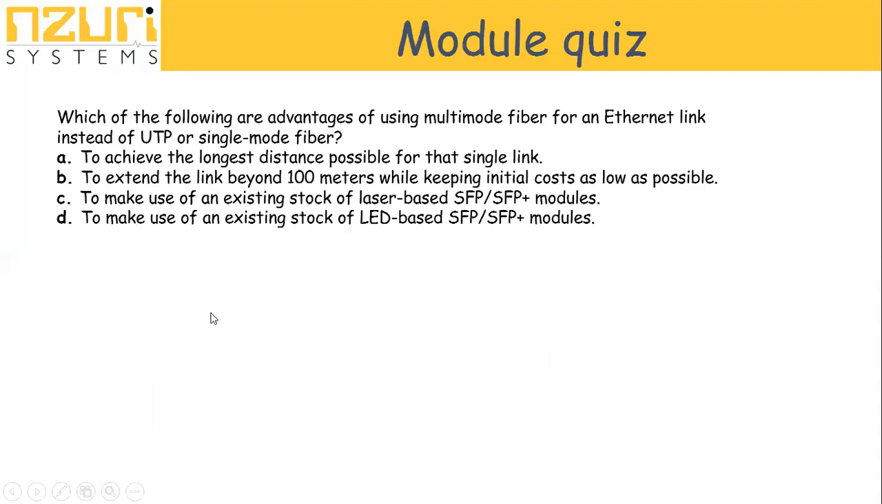So I think the last question is this: which is the following advantage of a multi-mode fiber link instead of UTP or single mode fiber? So why would I want to use multi-mode fiber instead of an Ethernet link? To achieve the longest distance possible for that single link, to extend the link beyond 100 meters while keeping the initial cost as low as possible, to make use of the existing stock laser based. Now, the answer is B.